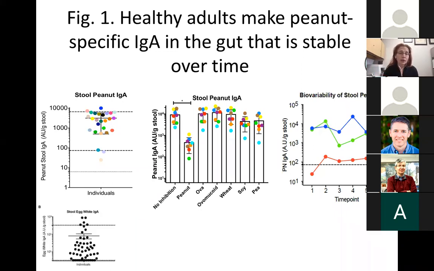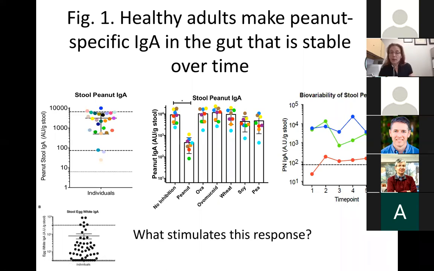And actually, we also checked a couple of other food antigens. In this case, we're taking egg white. And again, although we had more people who did not respond to egg white, most of the people we sampled had IgA in their guts to egg. So the question that we're really trying to tackle in this paper is what's stimulating this response.